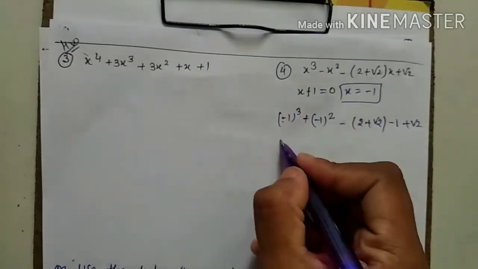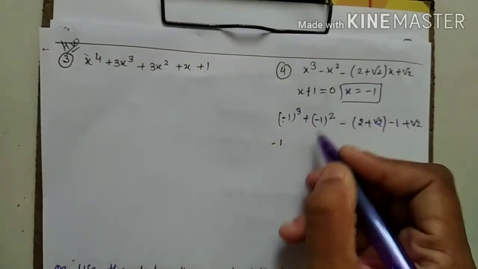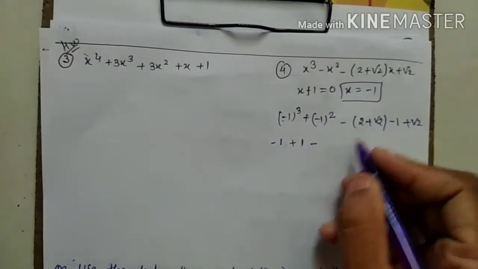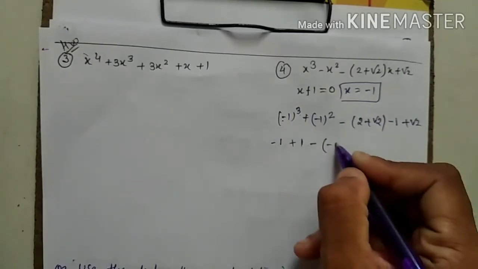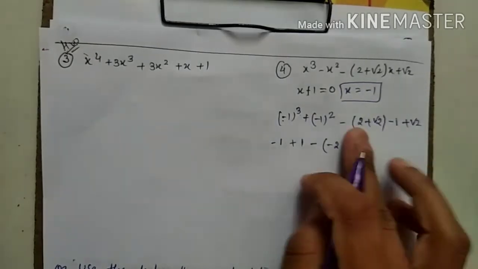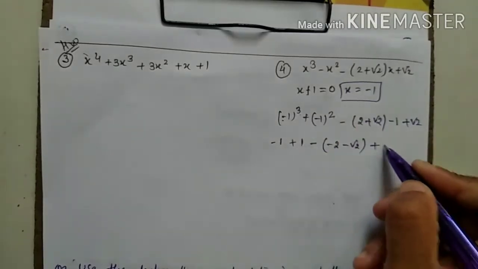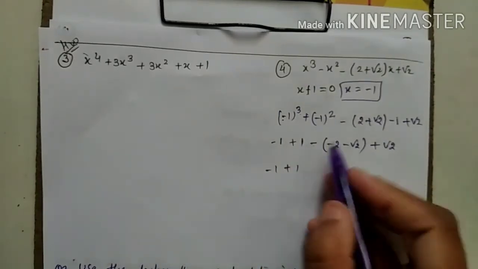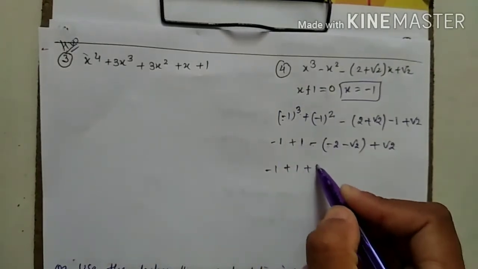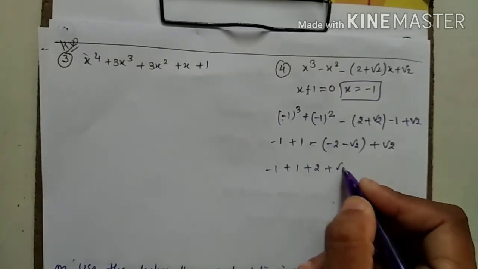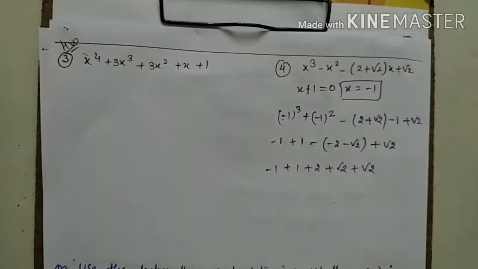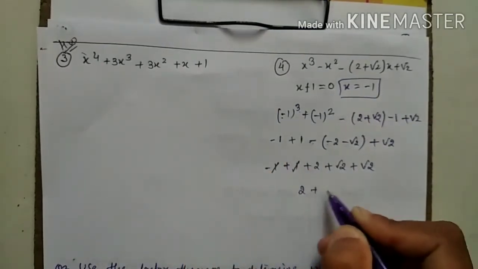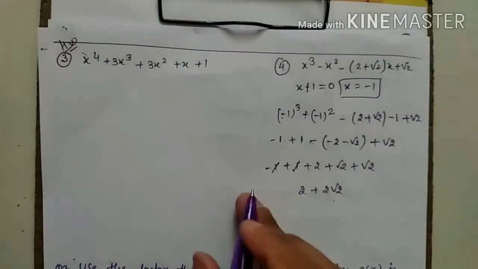Correct? 1's cube is 1, minus cube is minus. Minus square is plus, 1 square is 1. Negative, this 1 multiplies here. So what will I get? Multiplied, minus 2 minus root 2. As you know, minus multiplying with positive becomes minus. Plus root 2. After that, minus 1 plus 1. Just open the bracket. Negative 1 negative becomes positive 2. Negative negative becomes positive root 2, plus root 2. Negative positive cancel. What remainder here? 2 plus 2 root 2. Correct or not? And you are not getting 0.